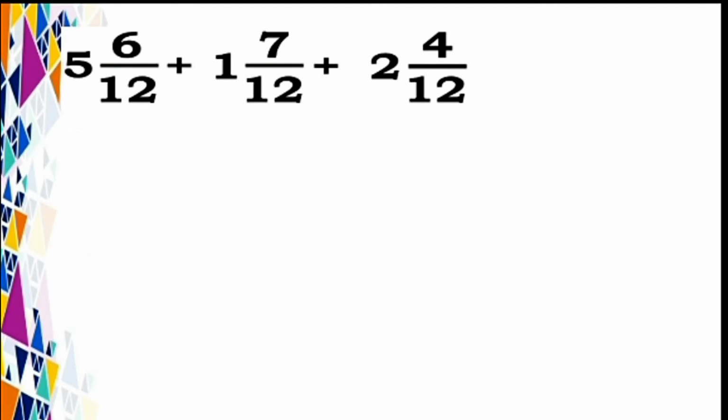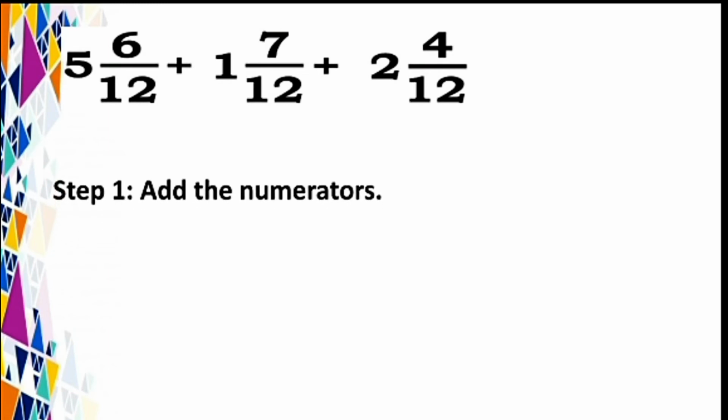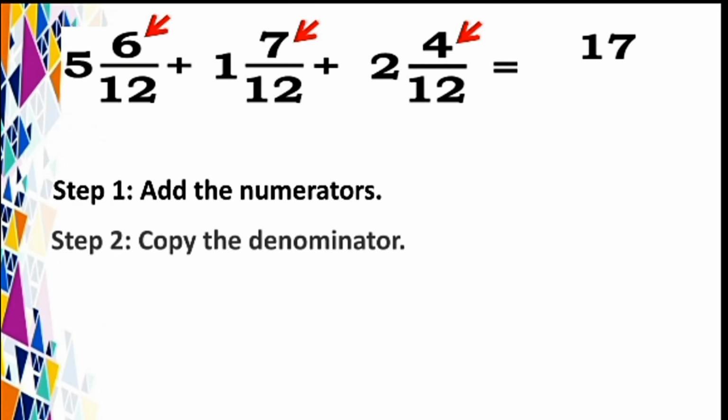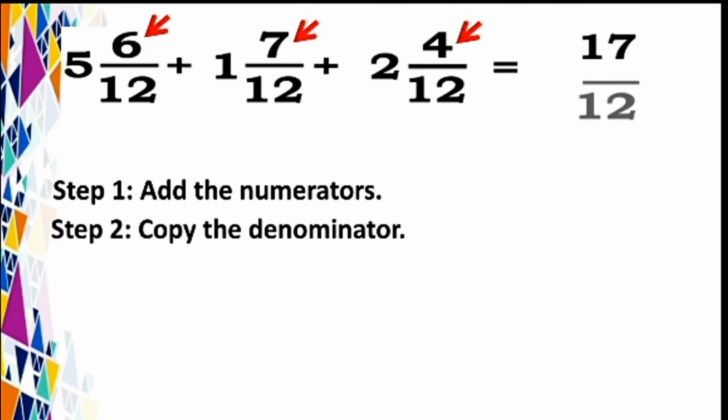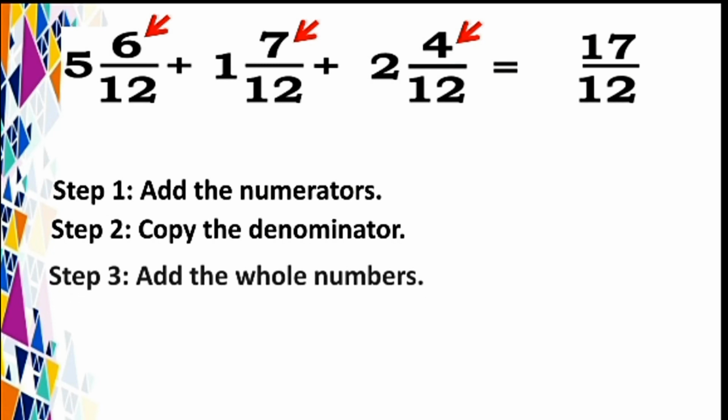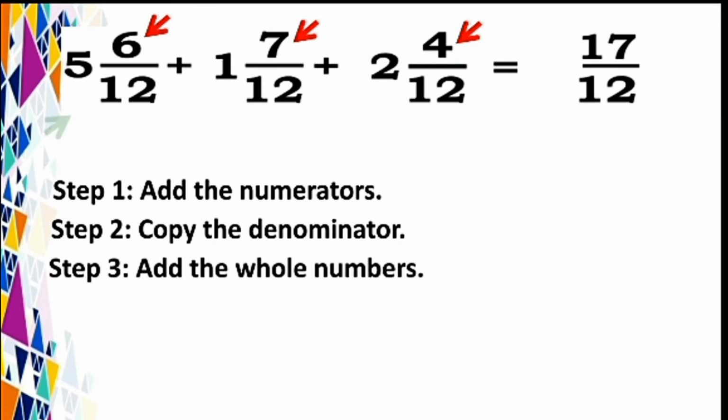Okay, another example. We have 5 and 6 over 12 plus 1 and 7 over 12 plus 2 and 4 over 12. So, step 1, add the numerators. We have 6 plus 7 plus 4 is equal to 17. Then, step 2, copy the denominator. So, we have 12. Then, step 3, add the whole numbers. We have 5 plus 1 plus 2 is equal to 8. So, we have 8 and 17 over 12.